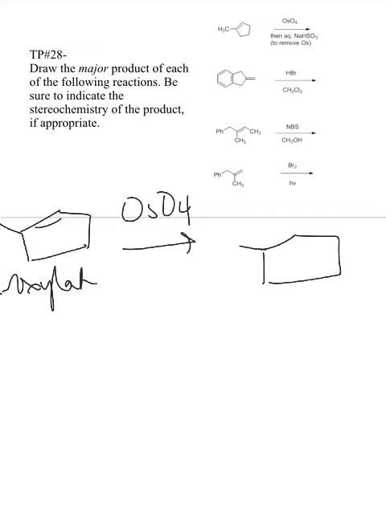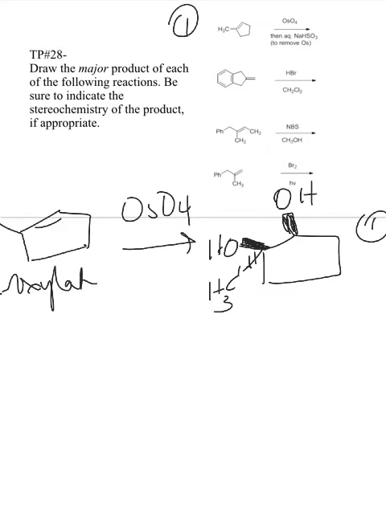So basically, it says indicate stereochemistry. So this dihydroxylation is going to be cis. So that puts that going back. So there's your cis diol. Okay, so that's number 1.